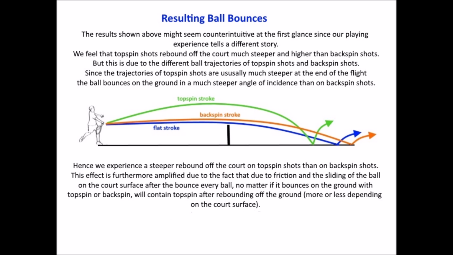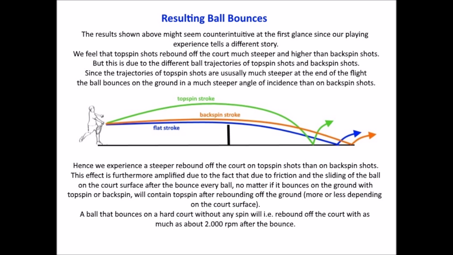This effect is furthermore amplified due to the fact that, due to friction and the sliding of the ball on the court surface after the bounce, every ball, no matter if it bounces on the ground with topspin or backspin, will contain some topspin after rebounding off the ground. A ball that bounces on a hard court without any spin, for example, will rebound off the court with as much as 2000 revolutions per minute.